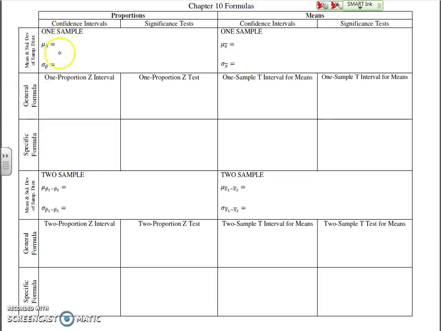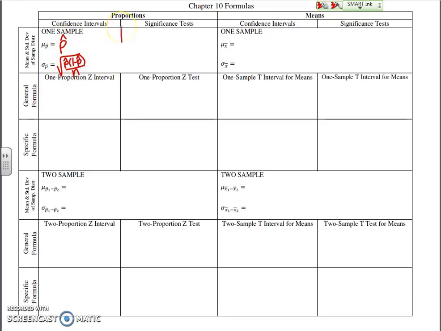So the mean of the p-hat, if it's a confidence interval, we don't know the true p, so we have to use the p-hat as our best guess. And then the standard deviation of the sampling distribution is the square root of p-hat times 1 minus p-hat over n. Remember, we like to call that standard error because we're using sample data, not actual data.